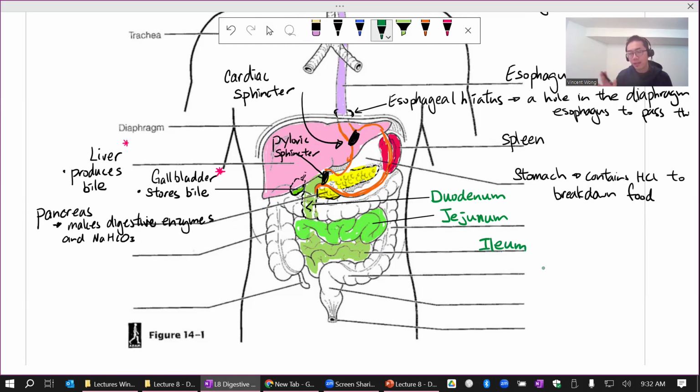Okay, so all these green things that I just labeled, they are all part of the small intestine. Duodenum is for digestion. Jejunum and ileum is for absorption of nutrients. Okay?